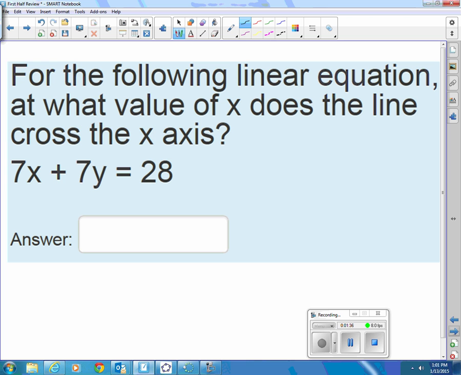For the following linear equation, at what value of x does the line cross the x-axis? On the x-axis, y is 0. 7 times 0 is still 0. So we can just say 7x plus 7 times 0 is 28. So we can just divide that by 7. So x equals 28 divided by 7, which is 4.